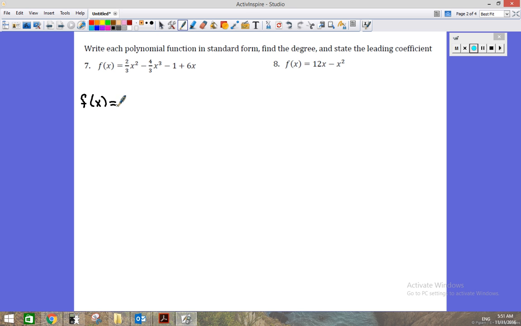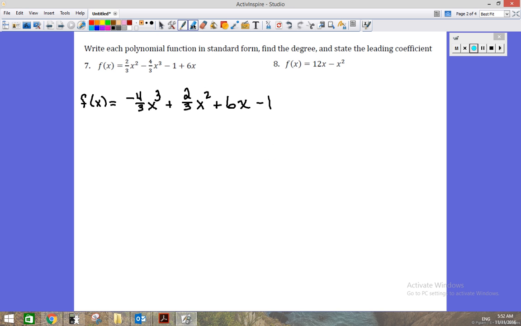if we rewrite f of x, we want the exponents to be in descending order. So our first term is negative 4/3 x to the third power. Then we have a second degree term plus 2/3 x squared. Then we have a linear term 6x. And we have a constant term minus 1.